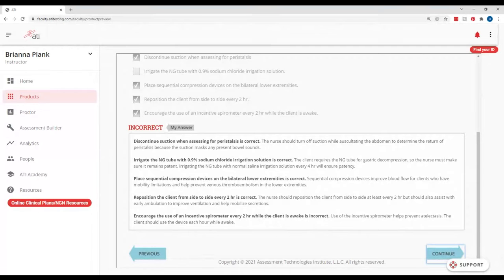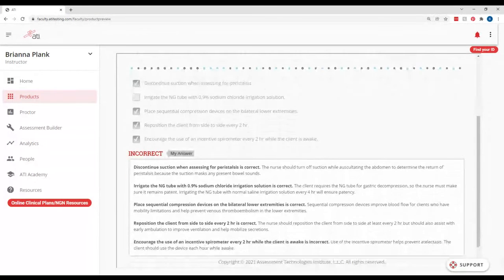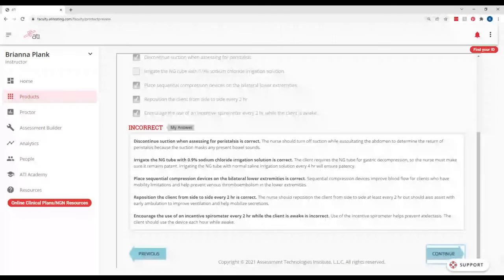Also, after surgery, we want to have SCDs on our patient. We want to help prevent blood clots. We want to reposition them side to side. So if they just had surgery, they may or may not be able to move themselves very well. It sounds like an abdominal surgery, probably painful. So at the least, we need to assist them in repositioning every 2 hours. And then, oh, this is what I did wrong.